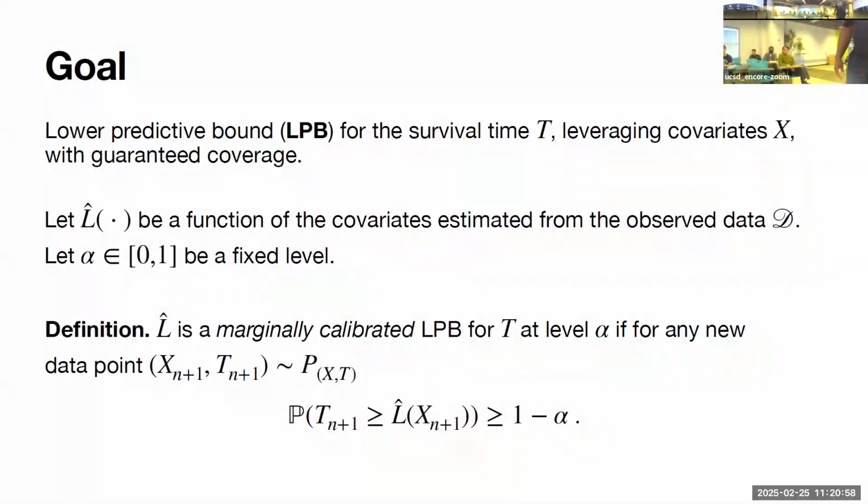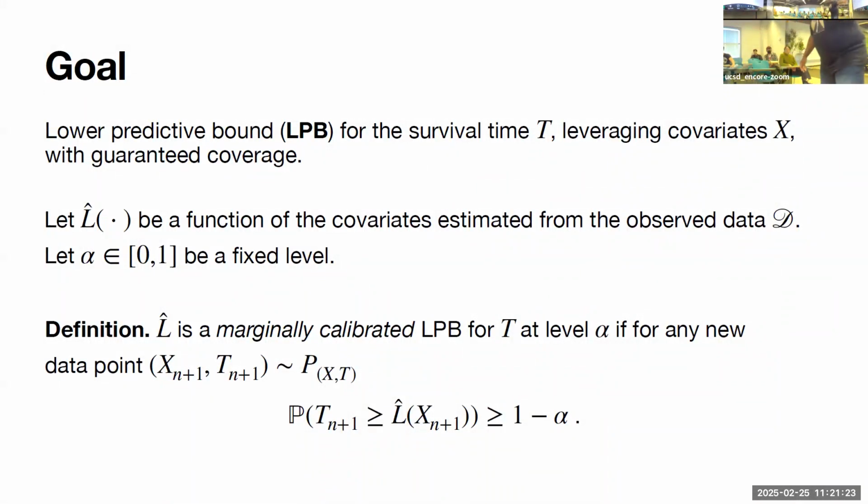Well, this is a valid, marginally well-calibrated LPB at level alpha if the true probability that the patient's failure time is greater or equal to the lower bound that you provide them is bounded away from 1 minus alpha. So it's greater or equal to 1 minus alpha. So think of alpha as like 10%.